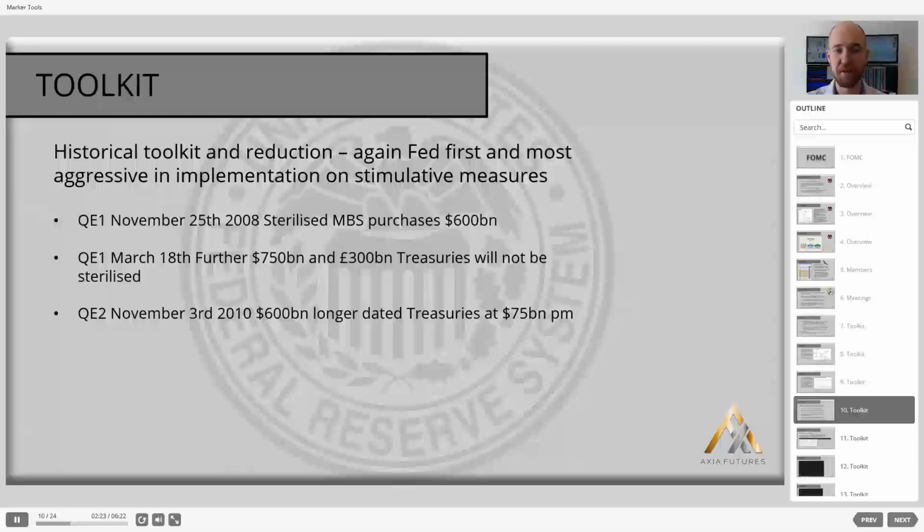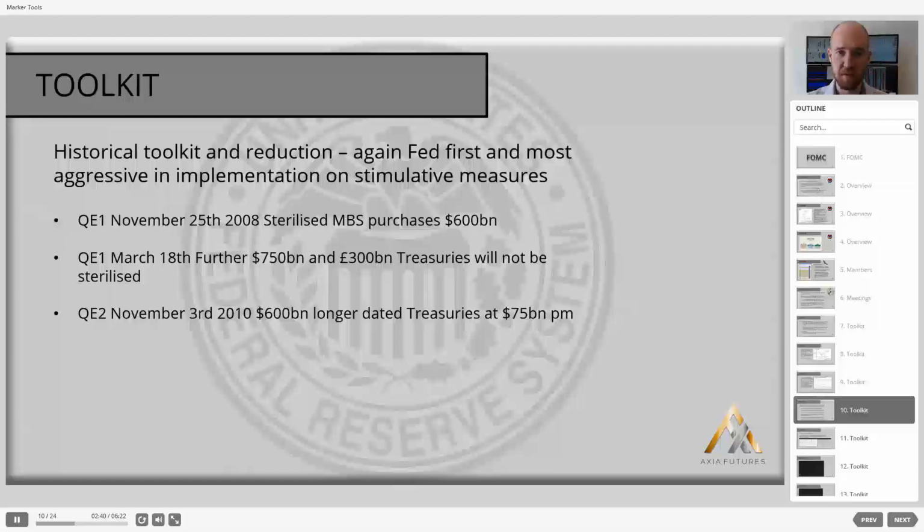So the Fed did this in November 2010. They set out 600 billion of treasuries, and these were to be done at 75 billion a month. So therefore, 9 months worth of buying. These were also longer dated treasuries as well.